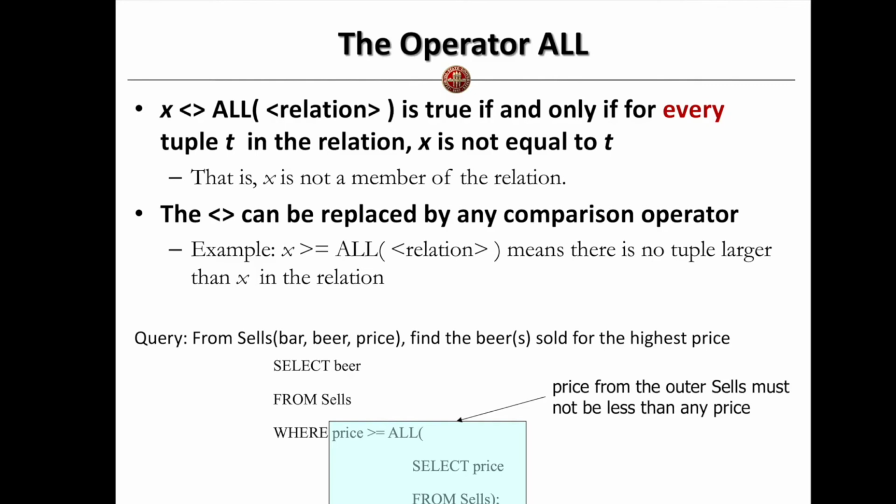Then we can write the select-from-where statement outside. We have select beer from the sales table where price is no smaller than all the prices inside the subquery. Okay, in this way we can answer this question in a very different way. You can compare this expression versus the one we wrote before. This one will be easier for you to understand, I think. So this all operator can be very useful for us to write some queries to help us.